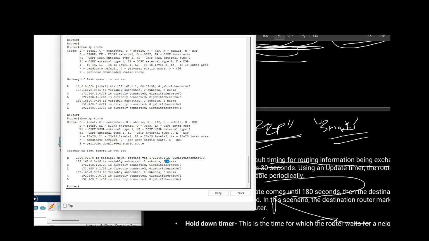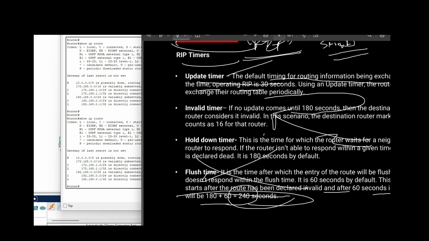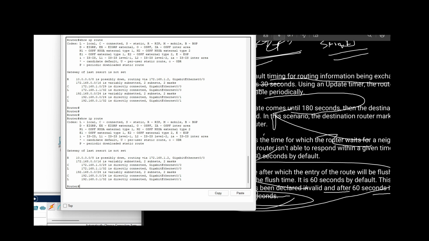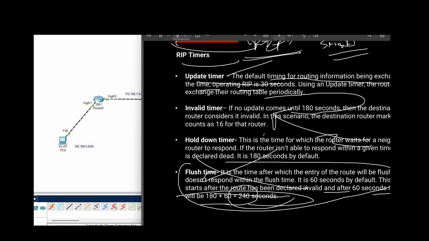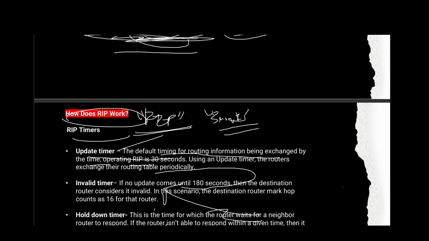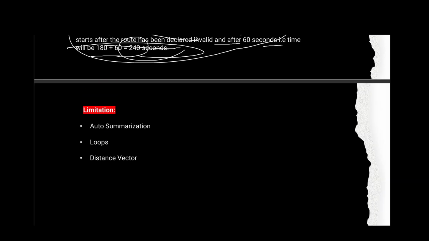So as you can see, after 3 minutes, it shows here "possibly down, routing via 1.2", so it does not totally remove it from the routing table, and the only time that it will remove it is after the flush timer here. And I think we're all good for today's episode. So we started with static routing, and also we've discussed the RIP routing protocol, the dynamic, and also some of the limitations that RIP has.